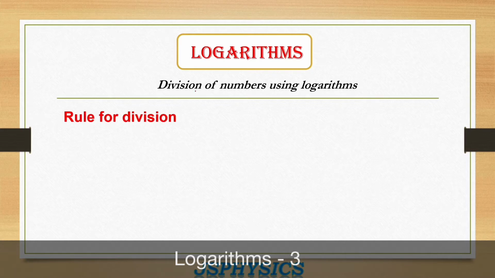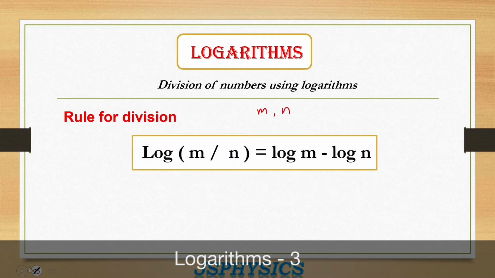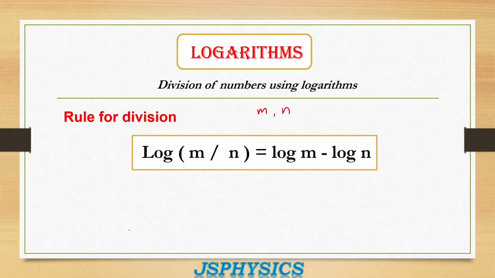Suppose two numbers are given to us, let us say number m and number n. In that case, this is the rule for division: log of m divided by n is equal to log of m minus log of n. That means in logarithms, the division is replaced by subtraction, and that's why the calculations become simpler.